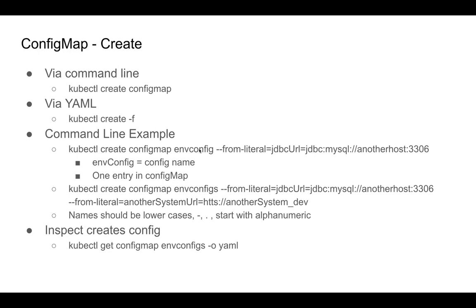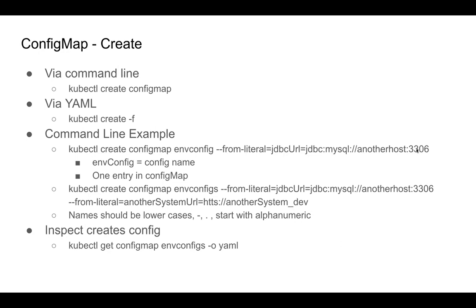Now env-config is your configuration name, and you are taking this configuration from literal, which means the key value will be passed in the command line itself. So this is one value in this config map. The config map has a name, and this is the map name. This map is supposed to hold key value pairs, and these key value pairs are coming from this command line only. That's what from-literal means. And what is the first key? JDBC URL. What is the first value? This is the value of this URL. So this map is going to contain this key, and this key is going to have this value.